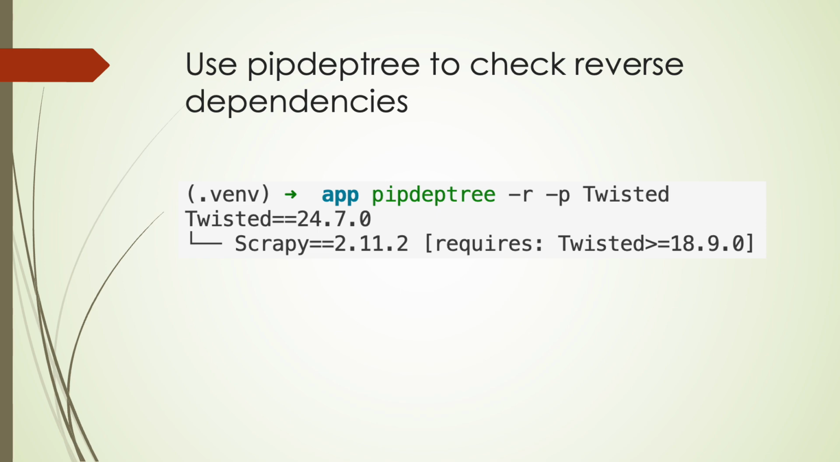We can also use pipdeptree with the -r option to check reverse dependencies, namely to check which packages are dependent on the specified one. For example, we can use this command to check which package is dependent on the twisted package, and it shows that twisted is used by the Scrapy package.